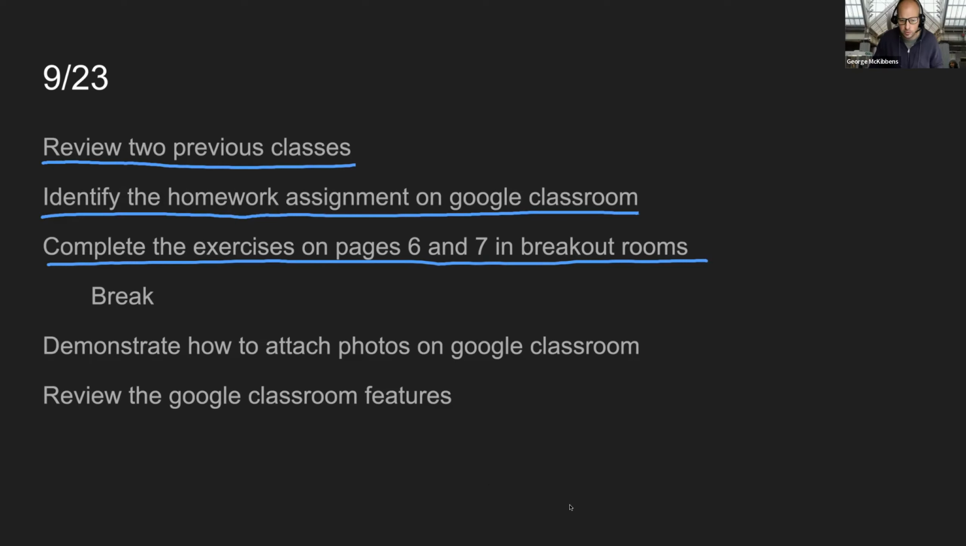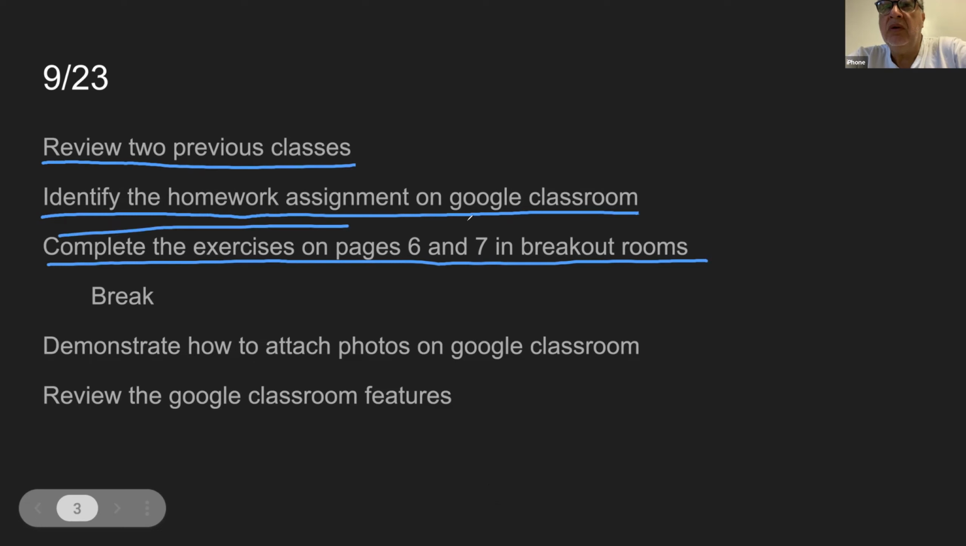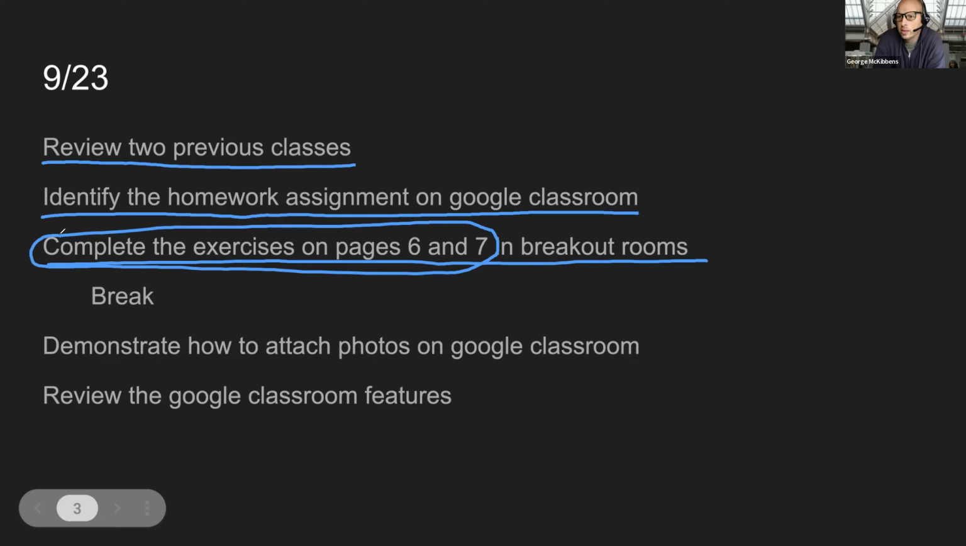Complete the exercises on page 6 and 7 in breakout rooms. Beautiful, beautiful. So what does this mean? Complete the exercises on pages 6 and 7. What is that? In the book. Yes. In the new book. Exactly, perfect. So yeah, I saw you the other day. We got to give you the book. So we're going to do pages 6 and pages 7 in breakout rooms, small groups. Perfect. Okay. Excellent. Good job.